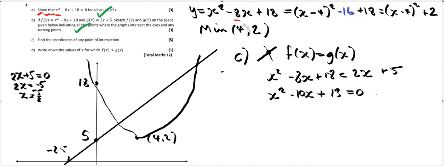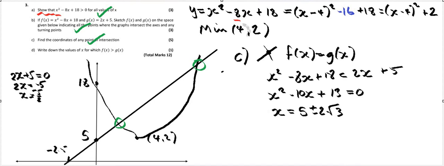So I want the solutions to this quadratic, and I find that x equals 5 plus or minus 2 times the square root of 3. And that's my intersections. Okay, so that's my 2 points here and here.